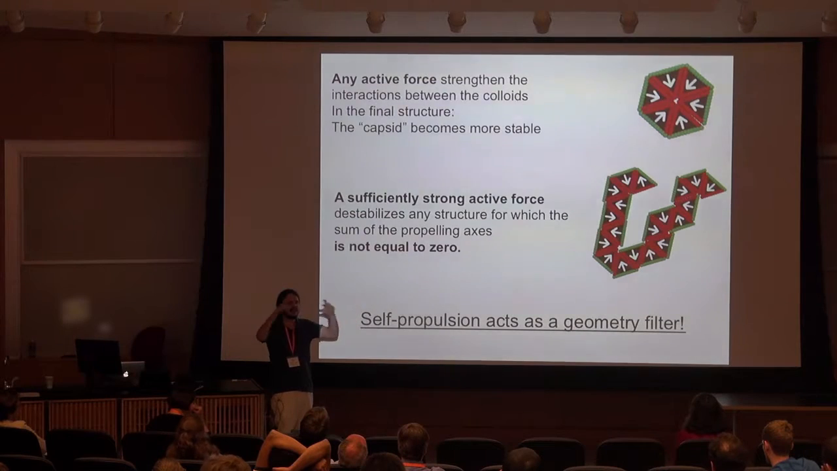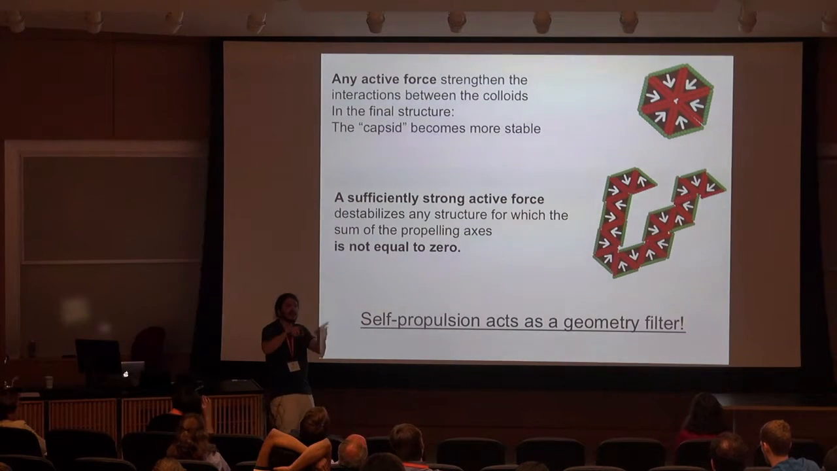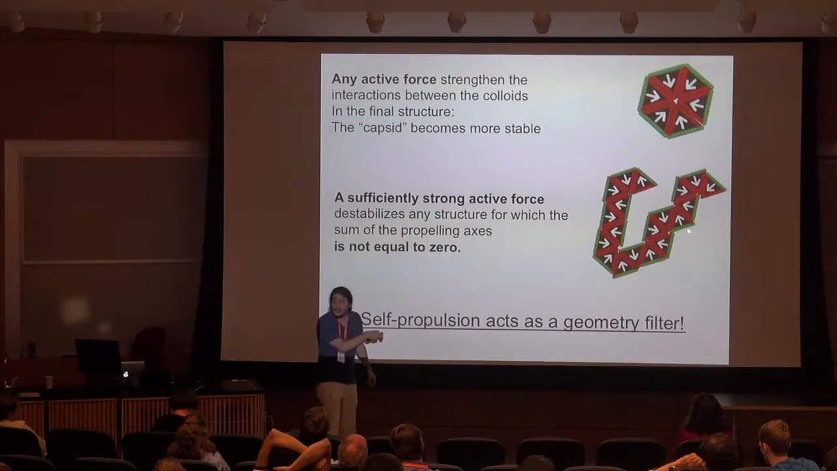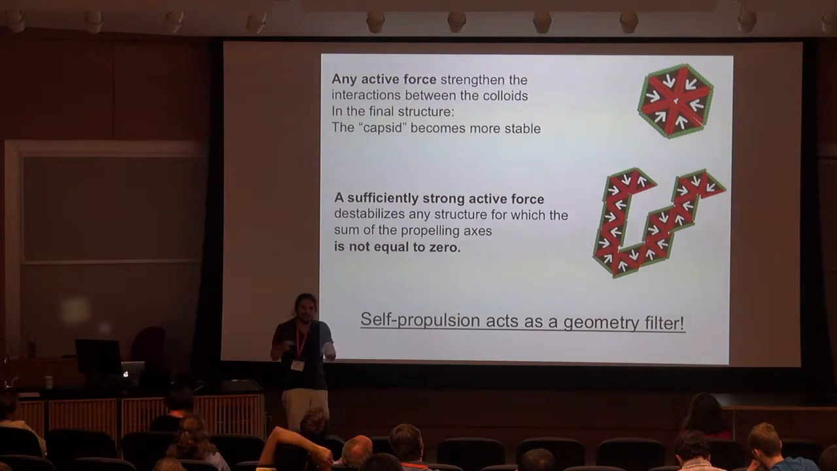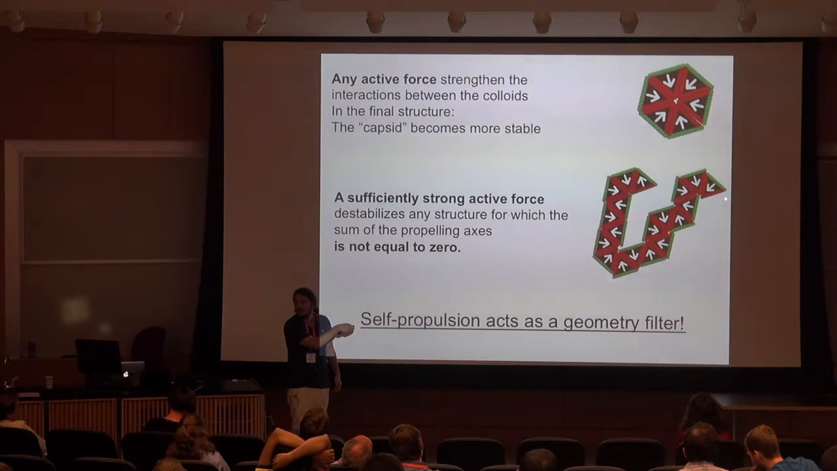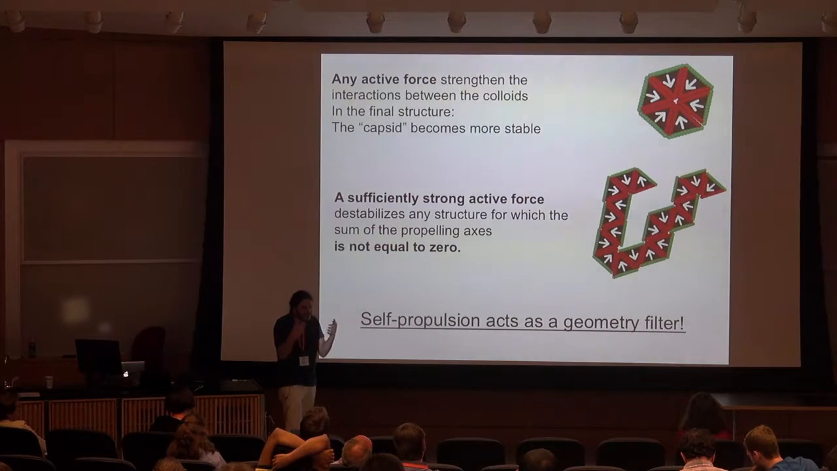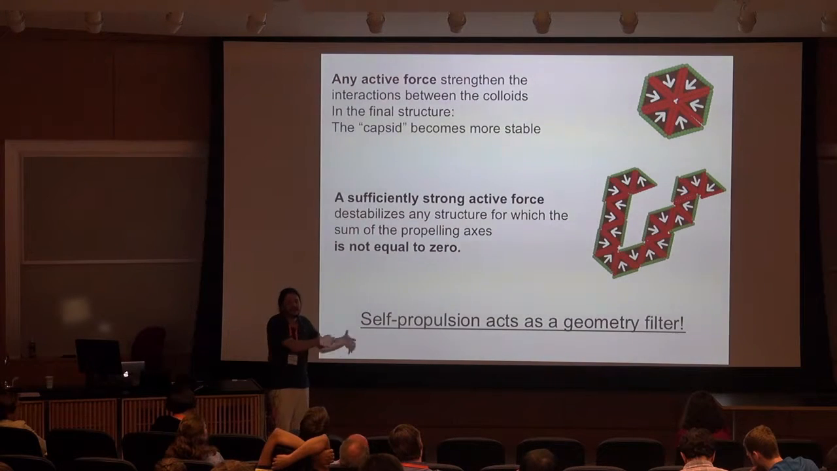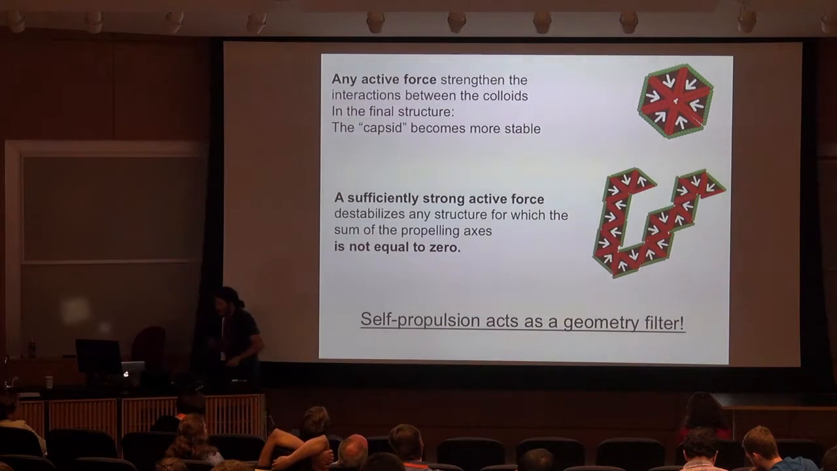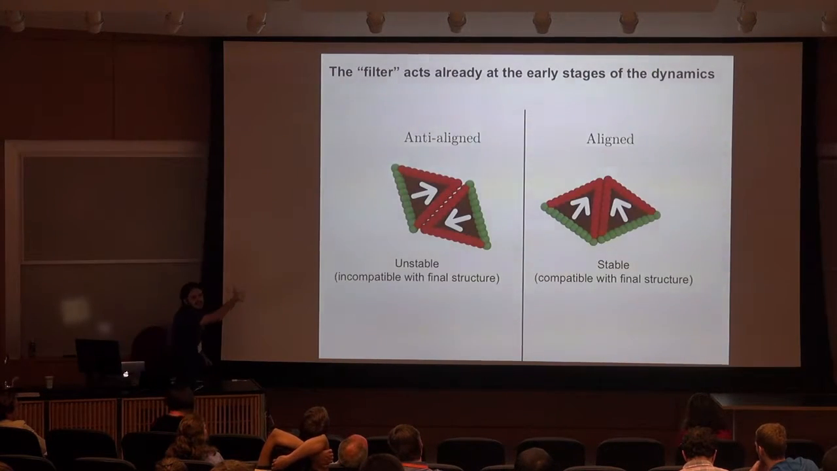You take two cubes, they're going to go next to each other, they're going to push against each other. Actually for a cube, actually for any two flat spaces, they're stabilizing forces. They're going to stay there pretty much forever, even if they didn't have any attraction. On the other hand, every time you get something that looks like this, the vectorial sum of the potentiometric axis is not equal to zero. This is going to be immediately destroyed, right? Therefore, self-propulsion is acting as a geometry filter. It only allows to be stable something that you kind of coded into the way you introduce the propulsion mechanism into the nanoparticles, right?